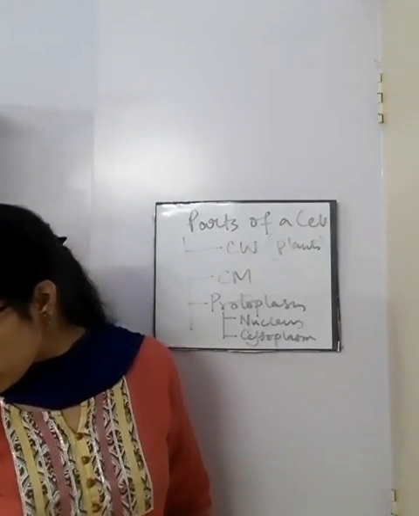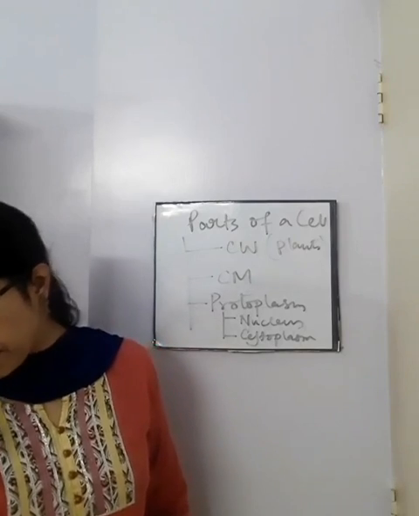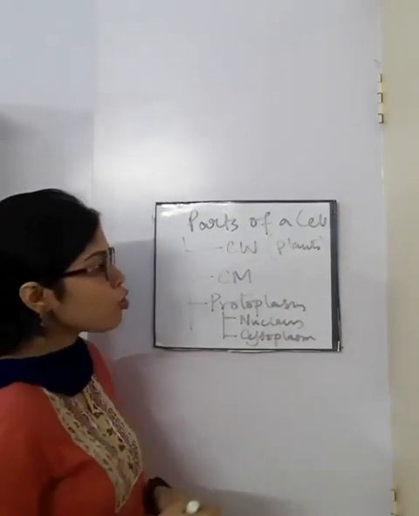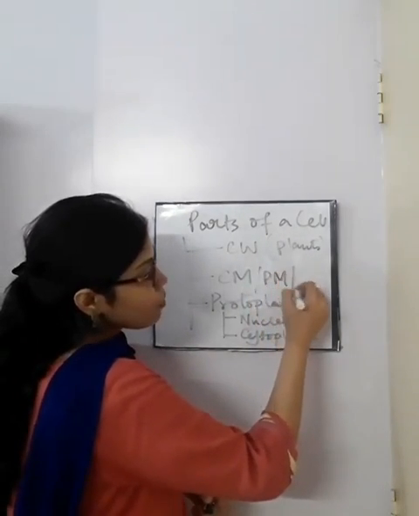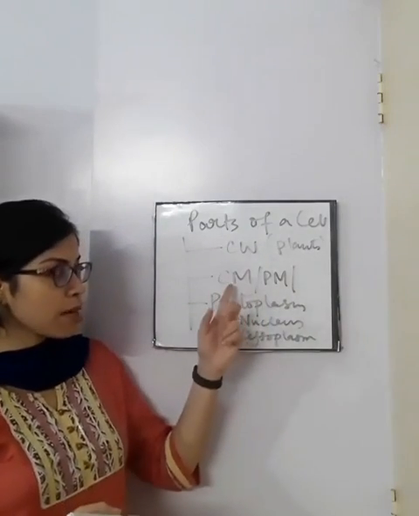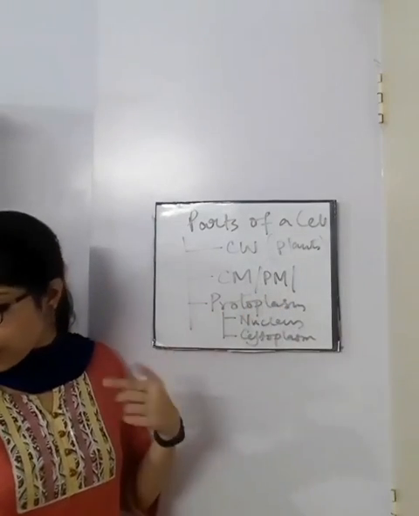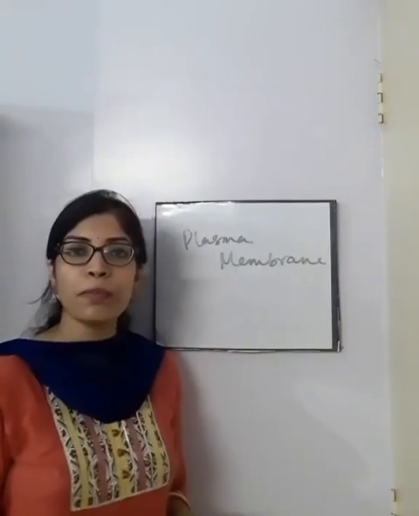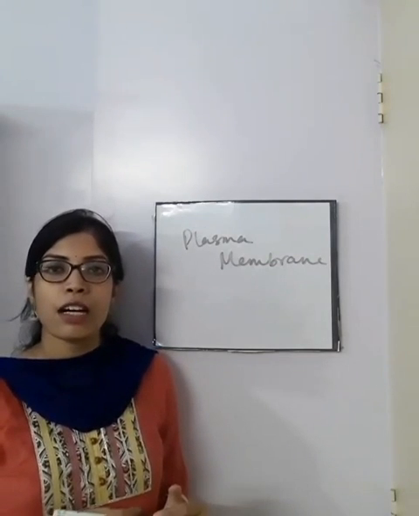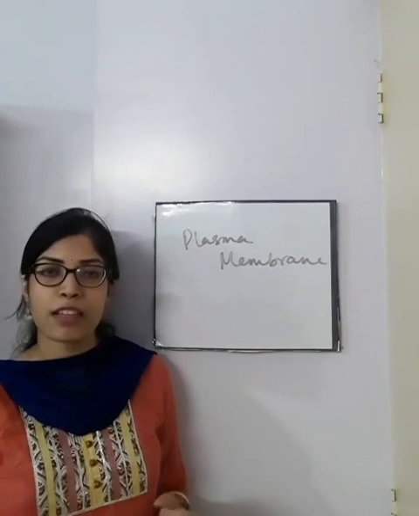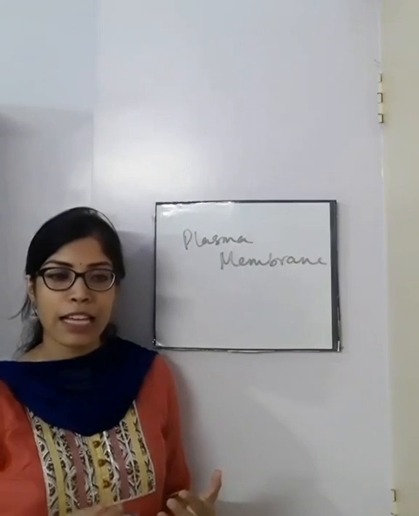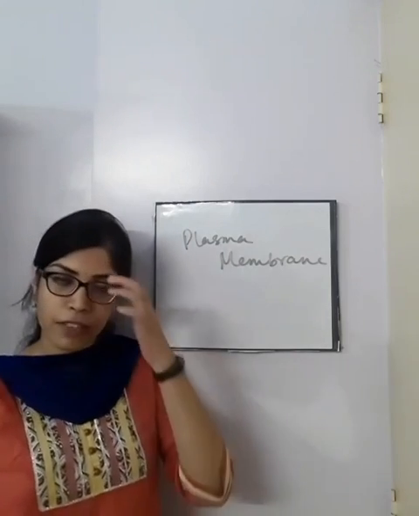First we will discuss the cell membrane. Cell membrane is also known as plasma membrane or plasmalemma. The plasma membrane is the outermost layer in case of animal cells, and in case of plant cells it is the second layer from outside, lying just inside the cell wall.